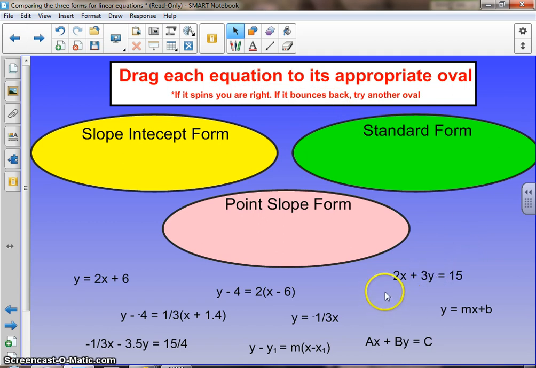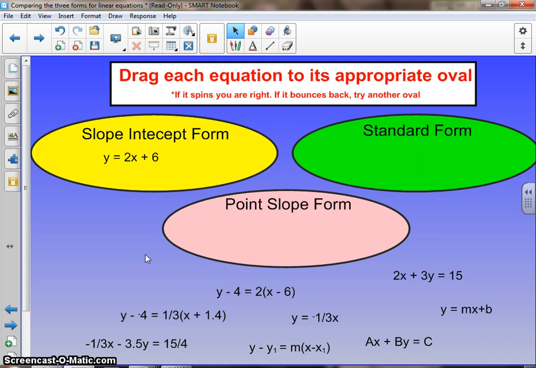Now, if you're doing this at home or you're just watching the video, you're going to have to try these on your own. So at this point, I would pause the video and wait for a second. And after pausing, you see if they match. So I'm going to show you an example. Okay, this one looks pretty familiar to me. I know this is slope intercept form. So I'm going to put that one right up here.